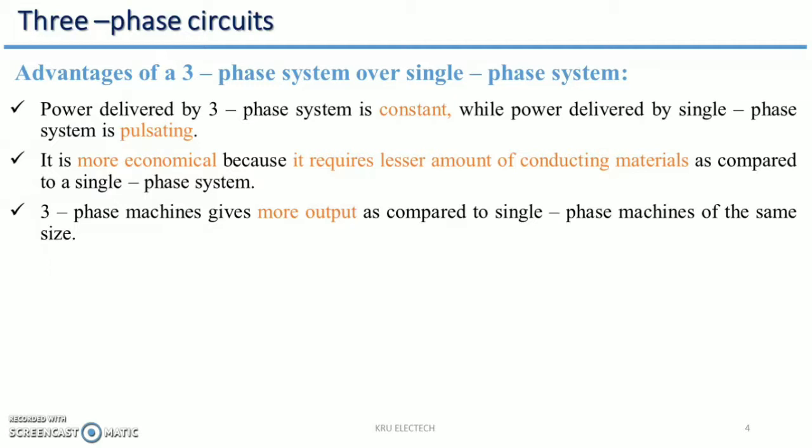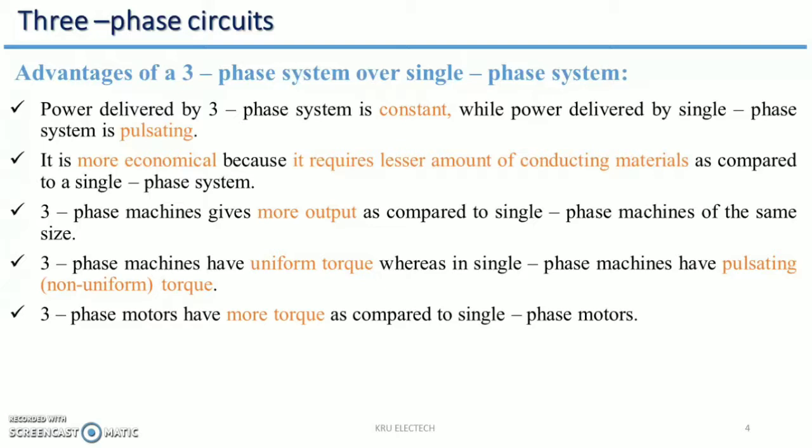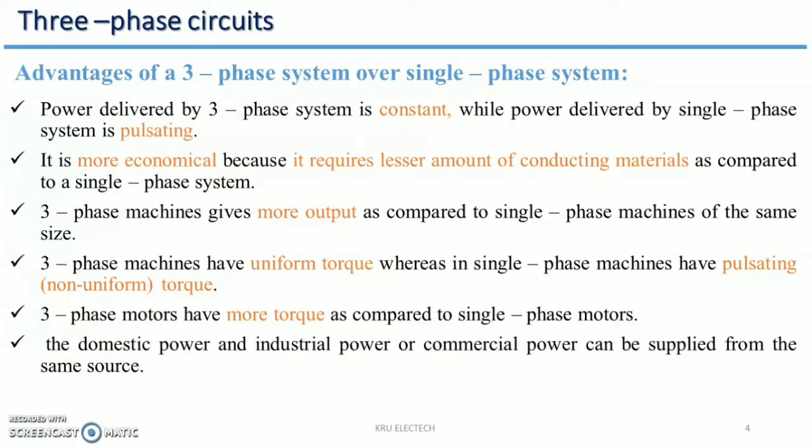So when we compare a single-phase machine and a three-phase machine, the three-phase machine must deliver more output. A three-phase machine has uniform torque, whereas a single-phase machine has pulsating or non-uniform torque. A three-phase motor has more torque as compared to a single-phase motor, which is obvious. Domestic power and industrial or commercial power can be supplied from the same source. So the three-phase is better.